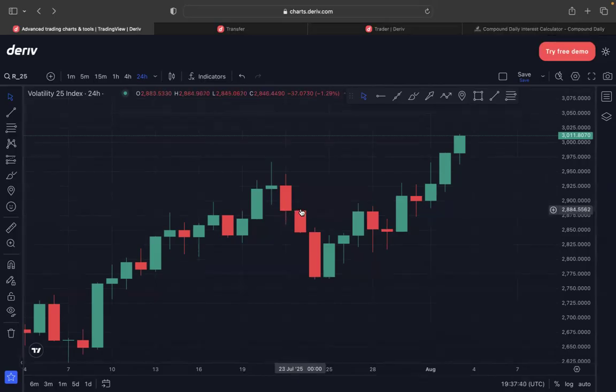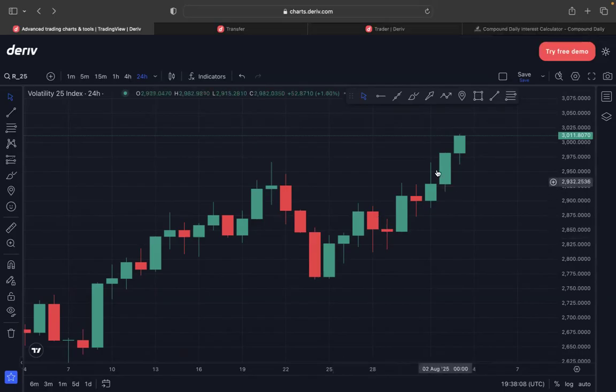This one started here, came up a little, came back down a little, and then ended here. This one started here, went up here, came down here, went back up a little, and ended here. This one started here, came down a little, went up to this level, came back down to this level, and ended here. This one came down to this level, was a red candle at a point, went back up to this level and ended here. So that's what the candlestick means.